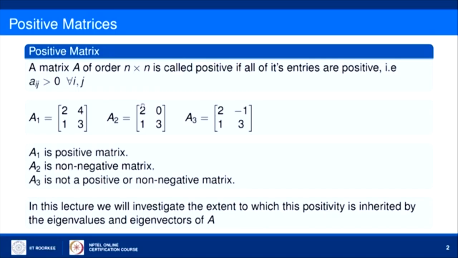But if all the entries of a matrix are non-negative, then the matrix is called a non-negative matrix. So, every positive matrix is also a non-negative matrix, but the reverse is not true. If you see the third matrix A3, this entry is minus 1, so this matrix is neither positive nor non-negative. The basic aim of this lecture is to investigate the extent to which positivity is inherited by the eigenvalues and eigenvectors of a positive matrix A.